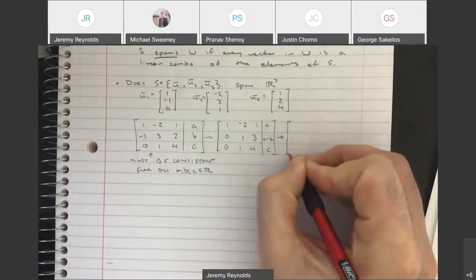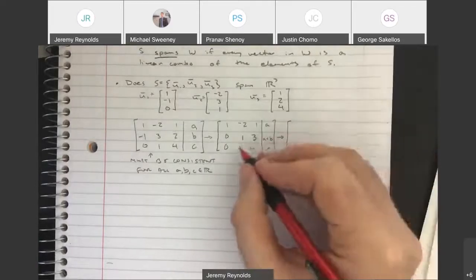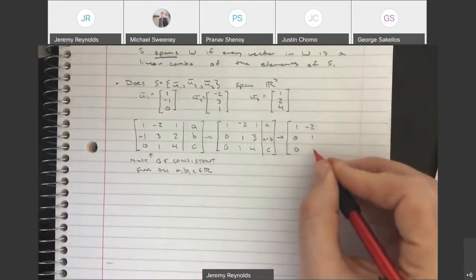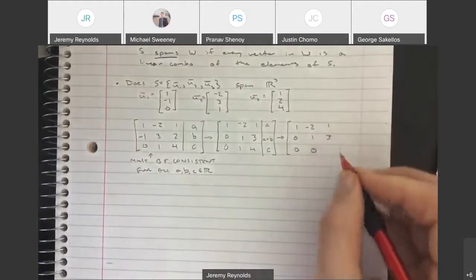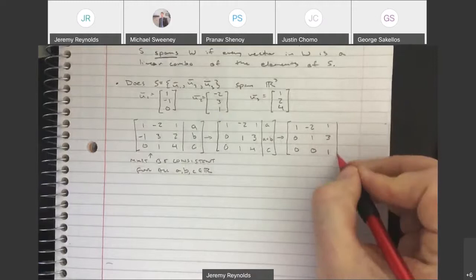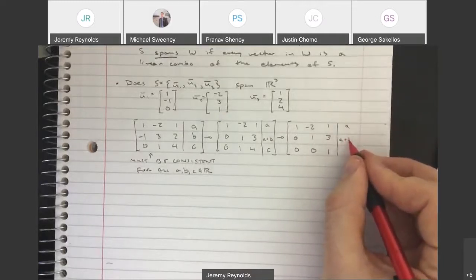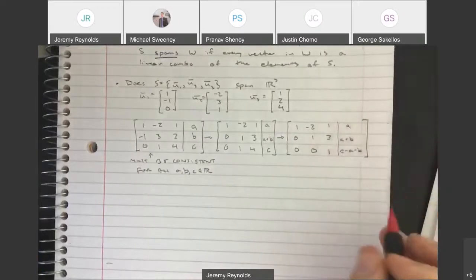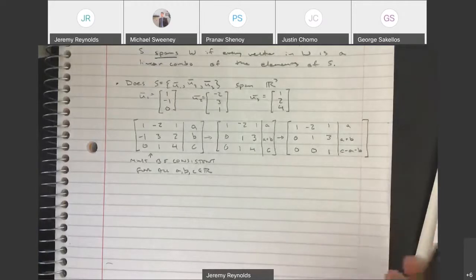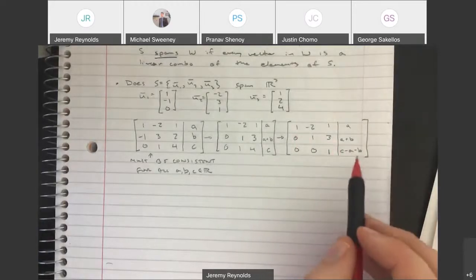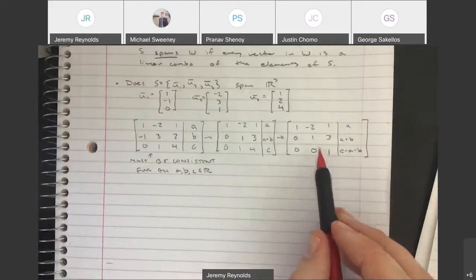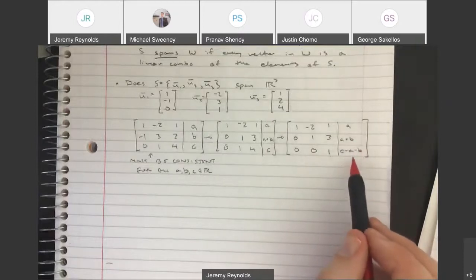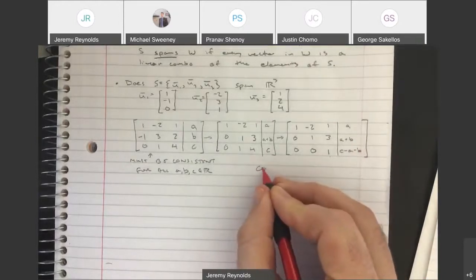And taking it one step further to get rid of this bottom 1, so we get it into echelon form, 0, 0, -2, 1, and this will be 0, 3, and then this will be 1. We'll get a plus b, and c minus a minus b. And we can see right now, we don't have to go any further with this because we have it in echelon form. And we can see that this is going to be consistent for every A, B, C element of R.